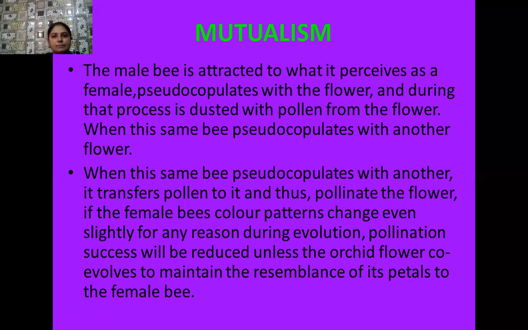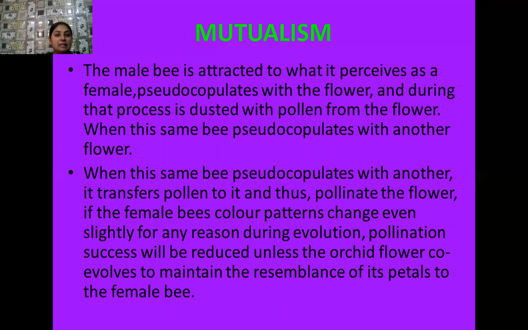Okay, students. So the male bee is actually attracted toward this flower and assumes that the flower petal is a female bee. And in this way, in confusion, it pseudo-copulates with the flower. During this process, the male bee is dusted with pollen from the flower. And when this same bee pseudo-copulates with another flower, it releases those pollen grains over the other flower. So in this way, the pollination takes place.